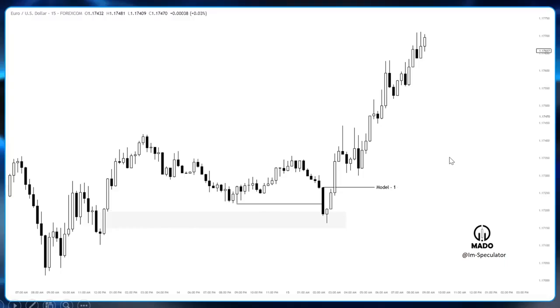But the key takeaway is this: don't be afraid of missing trades. It's part of the game. The goal isn't to catch every single move, the goal is to catch the right ones with consistency and discipline. So, yeah, that's the one downside of Model 1. Keep it in mind as you trade, and it'll save you from frustration down the line.